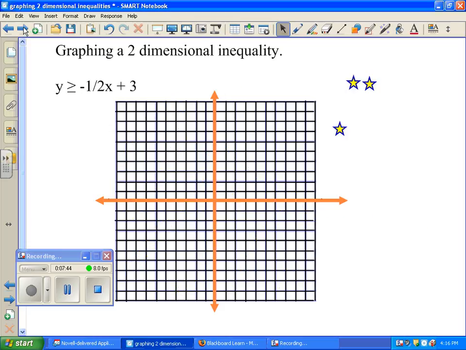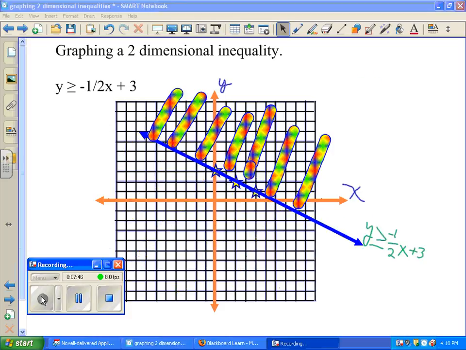Now do this question. Here's my solution to this question. You notice that I still labeled the line. It's a solid line because it says greater than or equal to. It's a negative slope, so it's going downhill. And when I plugged in the point 0, 0, the answer was no, so I don't shade the origin. I shade the opposite side of the origin, which is where the tie-dyed color is.